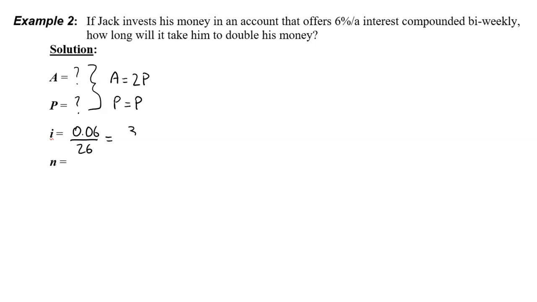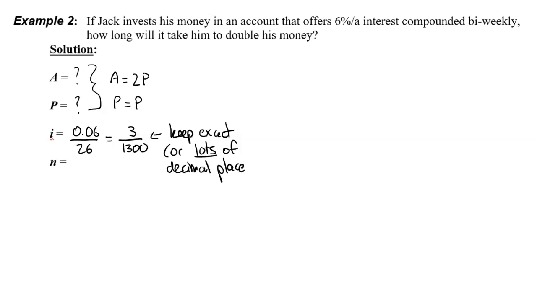The i is 0.06. We have to divide that by the number of compounding periods per year, which is 26. And if we try to put that as an exact fraction, we get 3 over 1,300. If you don't keep that as an exact fraction, make sure you keep lots of extra decimal places. Otherwise, you're going to get some significant rounding error in these types of questions. The n value is what we're trying to solve.